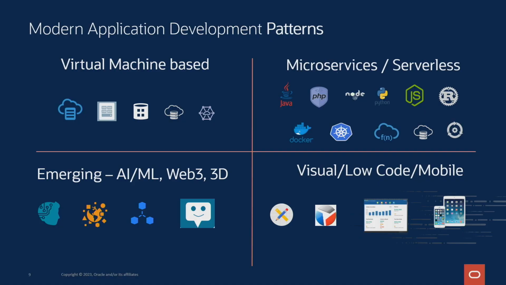People are now using emerging technologies such as AI, ML, Web3, blockchain, 3D, AR, augmented reality, and embedding those into their applications to make the experience even better. And the last one is visual and low-code applications or mobile applications with minimal amount of coding. These are the productivity apps that you often build and you still continue to build. So I'll talk about all of these patterns and how Oracle helps solve each of these patterns in the next few slides.